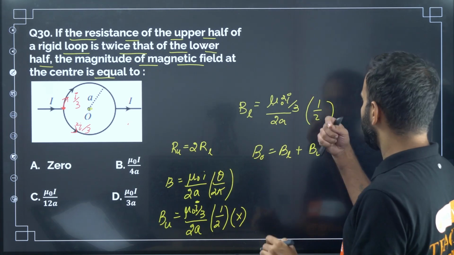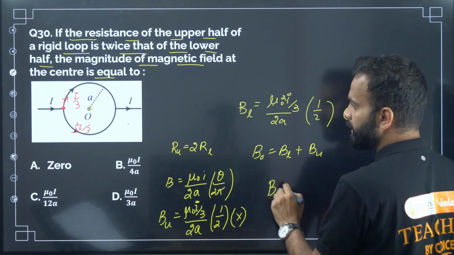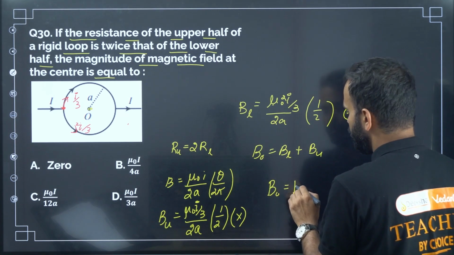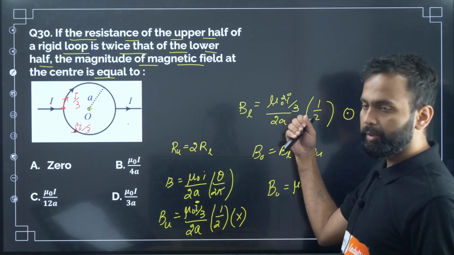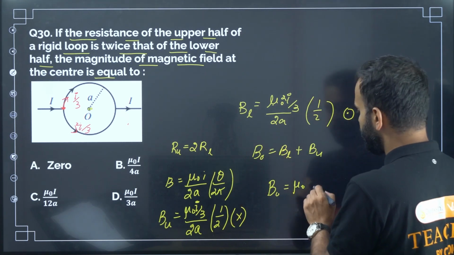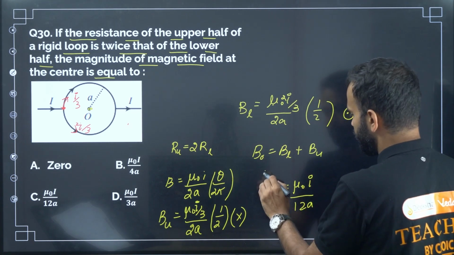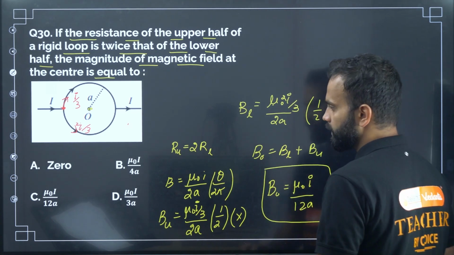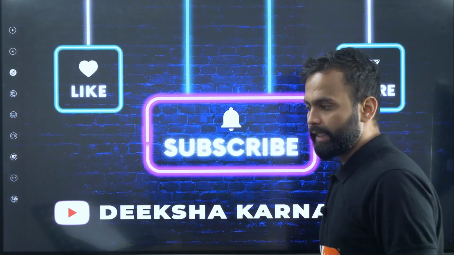Here the magnetic field is outward from the plane. Now solve this. Into the plane is taken as negative, outward from the plane as positive. Solve this, you will get the magnetic field at the center BO as mu naught I divided by 12A. So the correct option is C. Yeah, that's it.